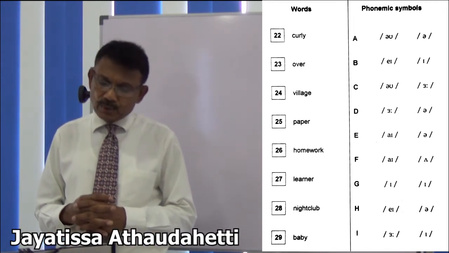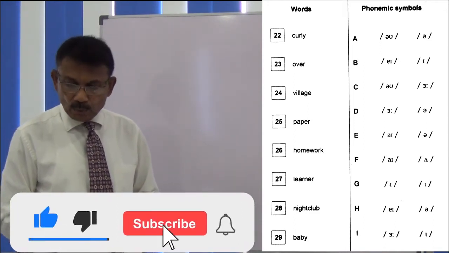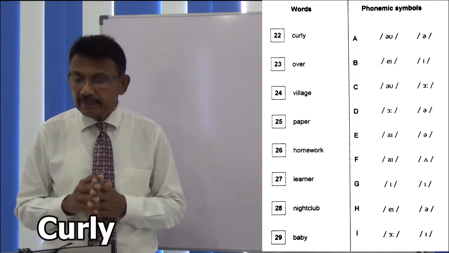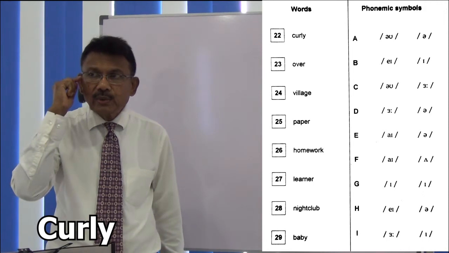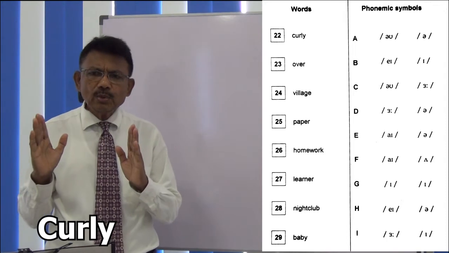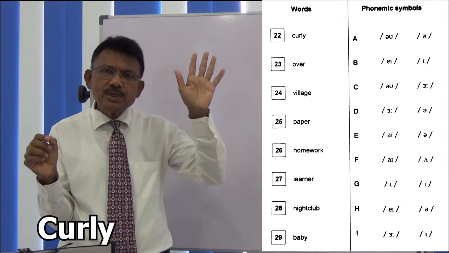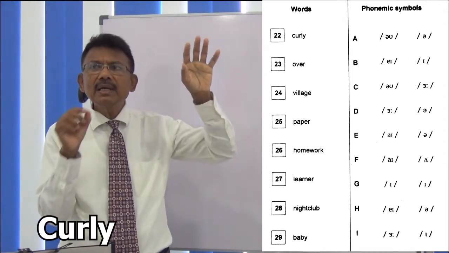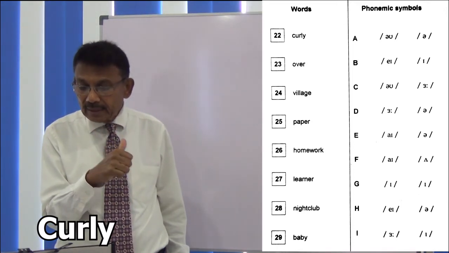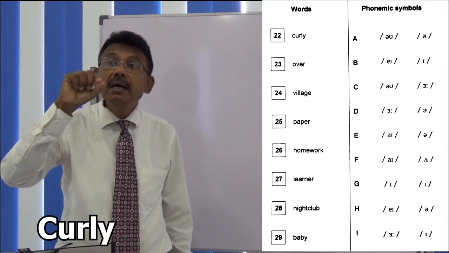Let's come to the first one, question number 22. What is the word? Curly. Now listen to it carefully. Curly. What are the 2 vowel sounds? Try to distinguish the sound. Curly. K is not a vowel sound. K, li. Then there are 2 sounds. What are the 2 sounds?